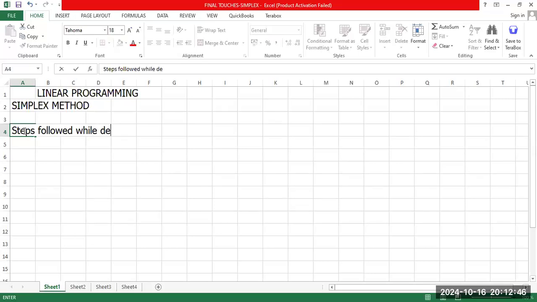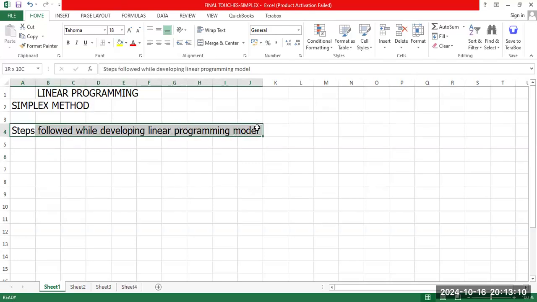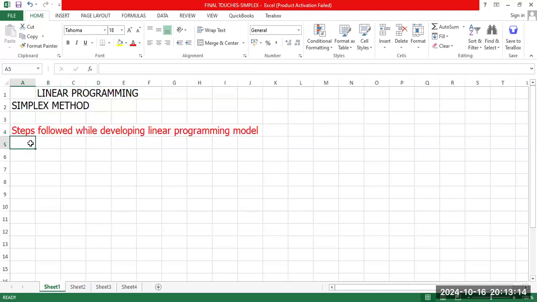Steps followed while developing a linear programming model. Remember, they can ask you this theory: you explain the steps that can be followed when developing a linear programming model. I gave you those steps, but we can highlight them.